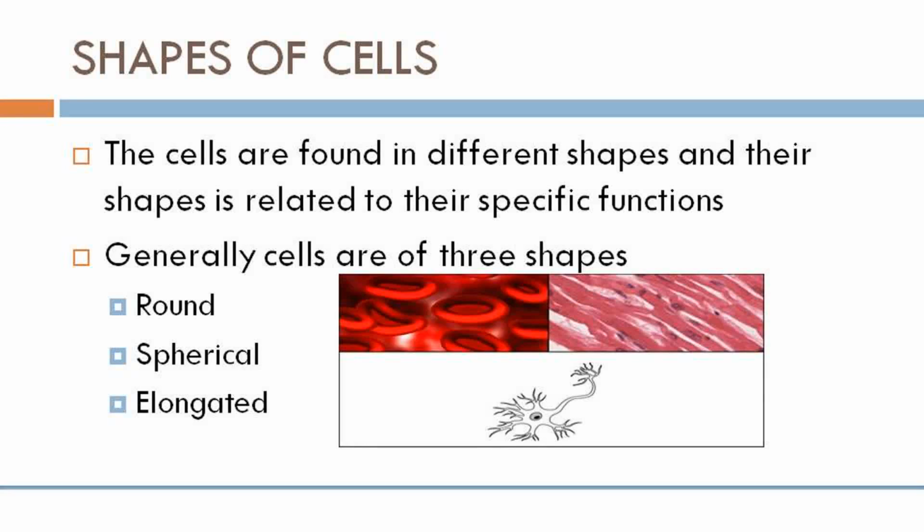The cells are found in different shapes, and their shape is related to their specific functions. Generally, cells are of three shapes, that is round, as may be seen in red blood cells, or spherical and elongated. However, some cells are long and pointed at both ends and exhibit a spindle shape, as may be seen in muscle cells, and sometimes they are branched like a neuron or nerve cell.